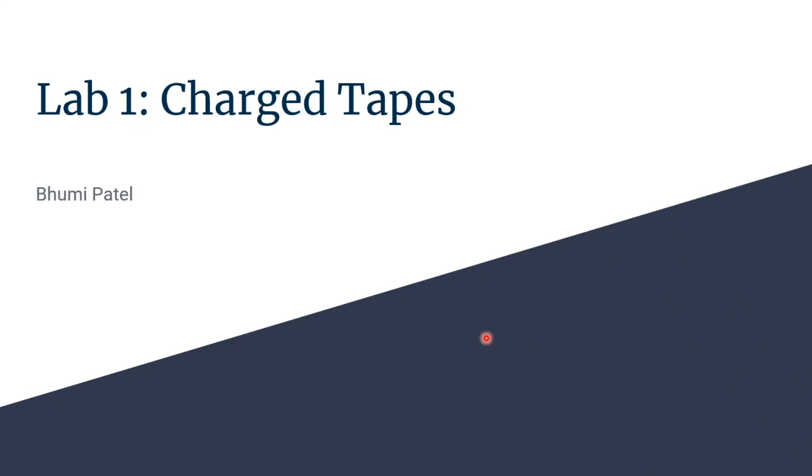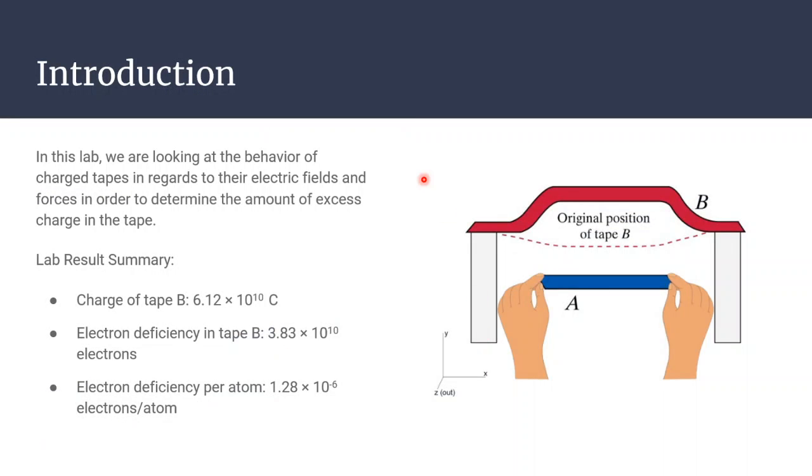This is Lab 1, charged tapes. In this lab, we're looking at the behavior of two charged tapes, tape A and tape B, in regards to their electric fields and forces in order to determine the amount of excess charge in the tape.